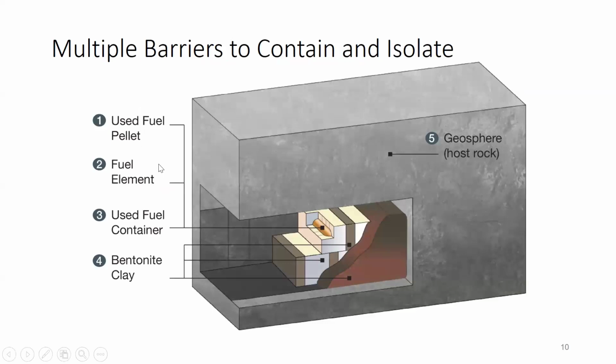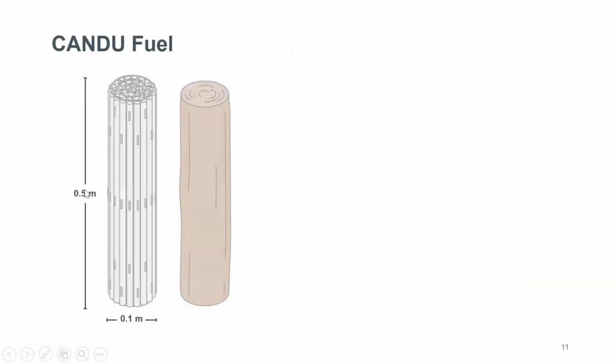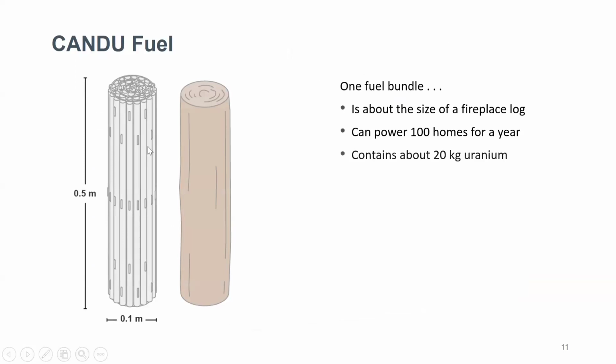So the idea behind this system is what we call a multi-barrier system. Each aspect of the system is meant to play a role in the overall containment of the high-level waste of the spent fuel. So first you have the actual CANDU fuel bundle itself.